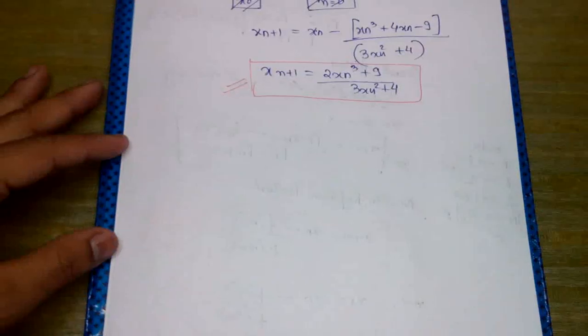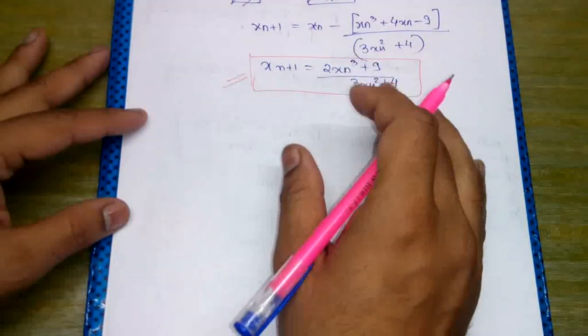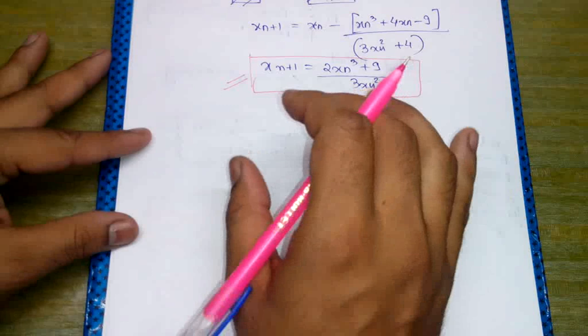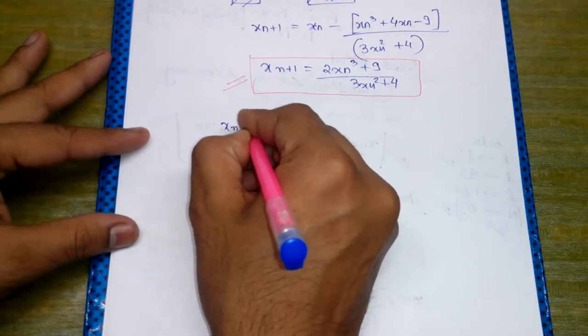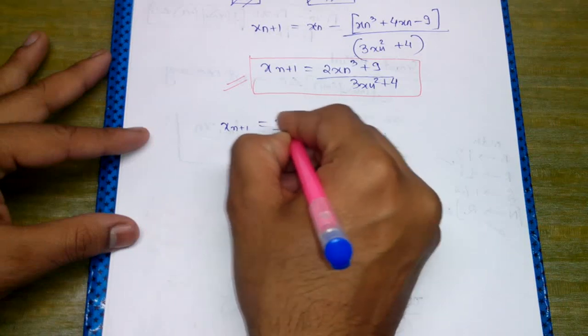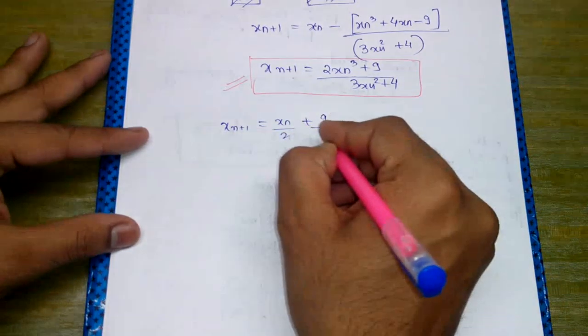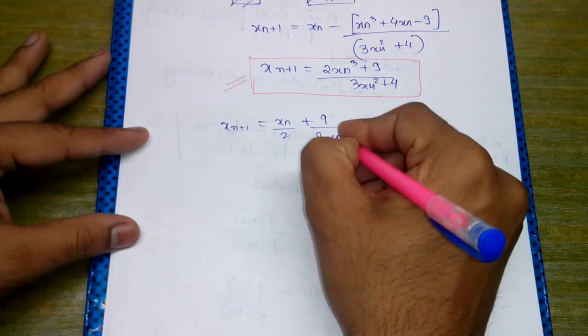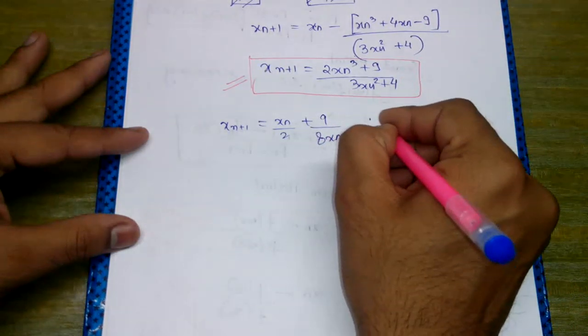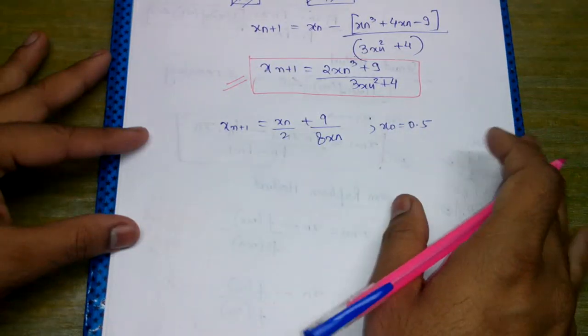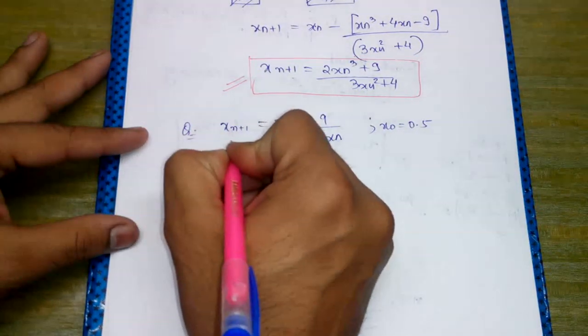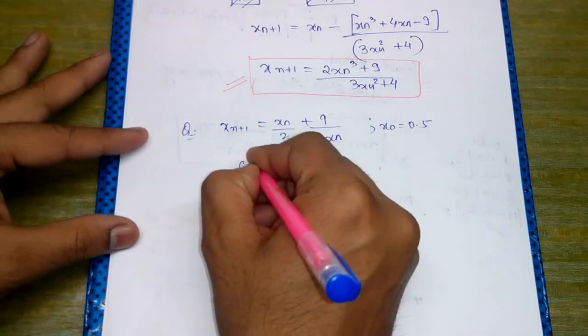Okay? Okay, now we will discuss another important question which was based on the Newton-Raphson method, and it was asked in GATE, and we have been given x of n plus 1 is equal to xn upon 2 plus 9 upon 8 times xn, such that x0, that is the initial iteration, is 0.5. So we have to find out the convergence.